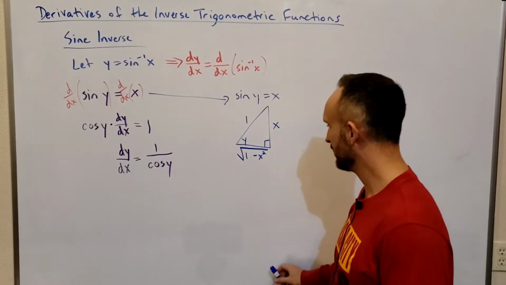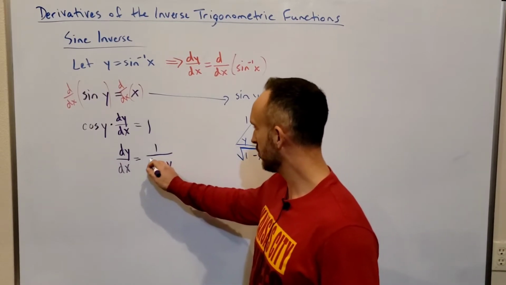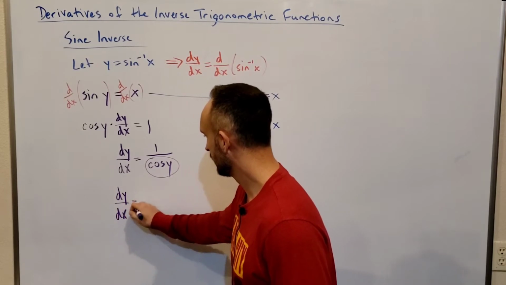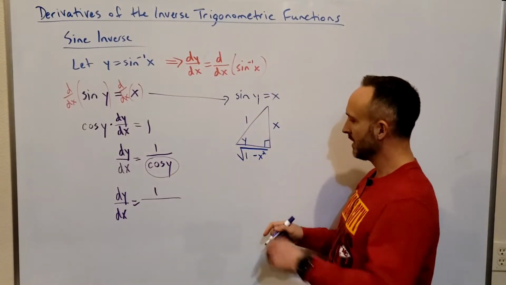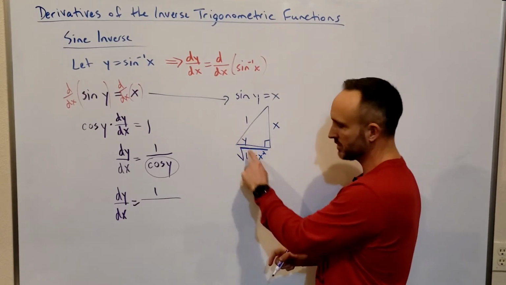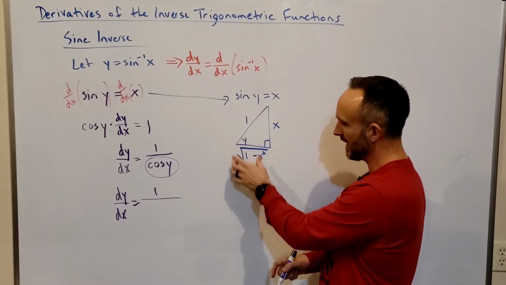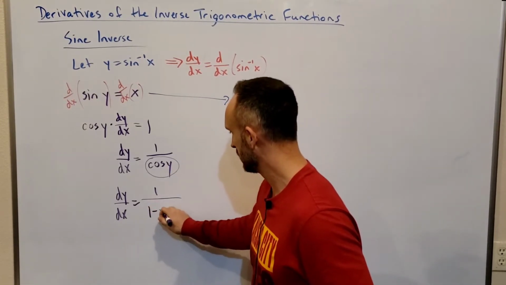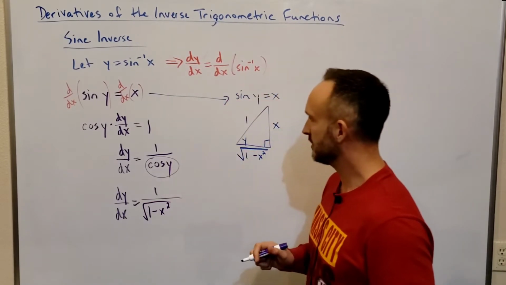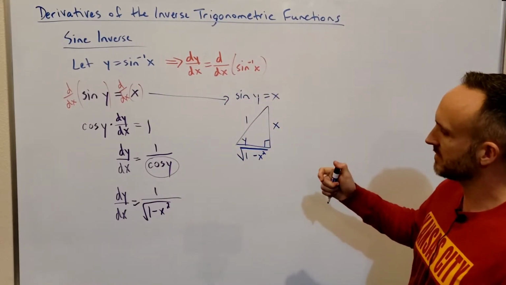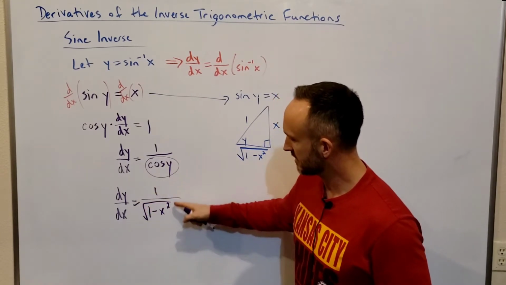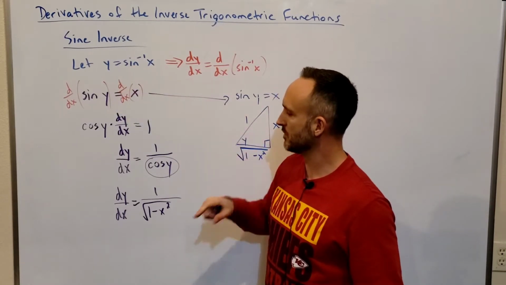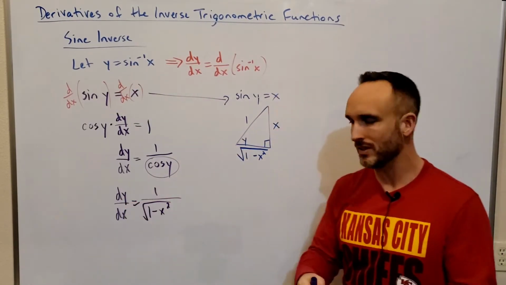So now what I can do is see that the cosine of y is adjacent over hypotenuse. And if I divide the square root by 1, I just get the square root. So cosine of y is just this square root. And so the conclusion here is that dy dx is this ratio, and y is the inverse sine function. So dy dx is the derivative of sine inverse.